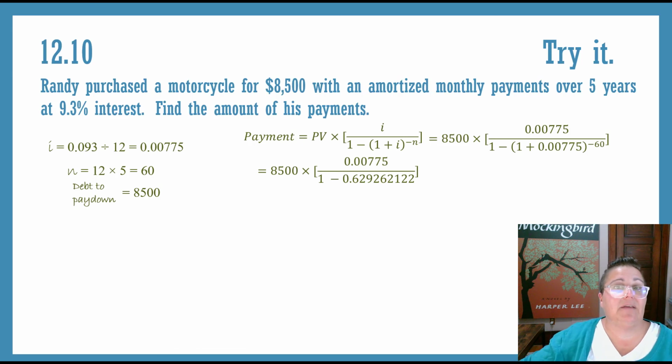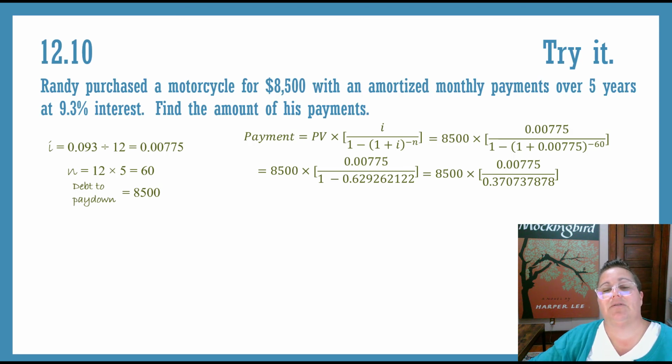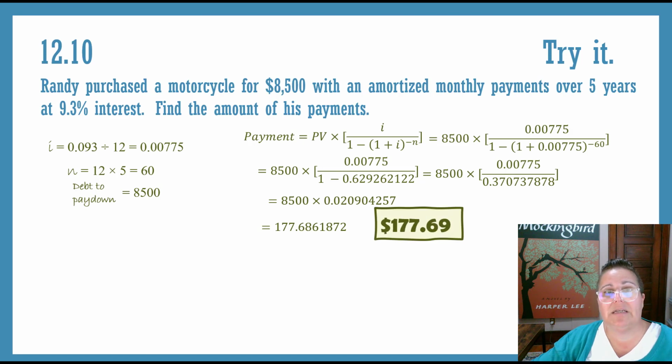So that's going to get me 8,500 times 0.00775 over 1 minus 0.6292622262122. Now I'm going to take that denominator and clarify it by doing 1 minus that decimal, so 8,500 times 0.00775 over 0.370737878. This will give me 8,500 times 0.020904257, or regular payments of $177.69 if I round to the nearest cent.